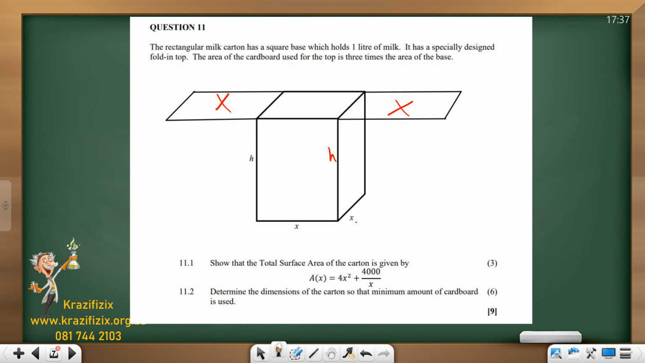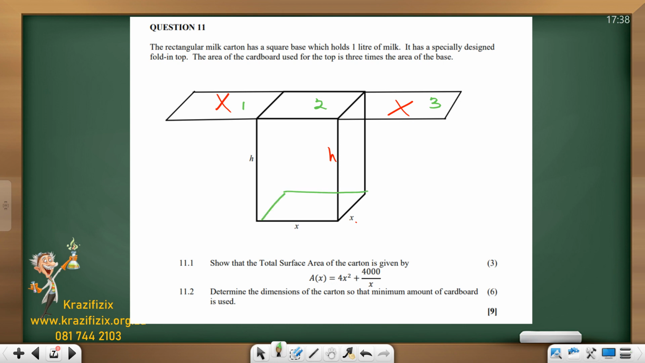Okay, now it says, please listen, the area of the top is 3 times that of the base. Is that okay? So the base is 1, but the top will be multiplied by what? By 3. It's 1, 2.